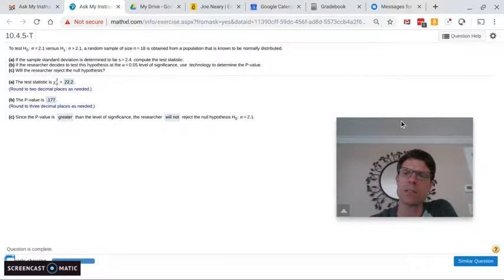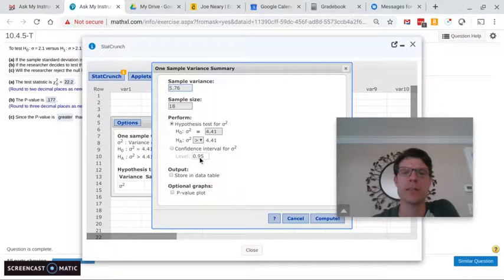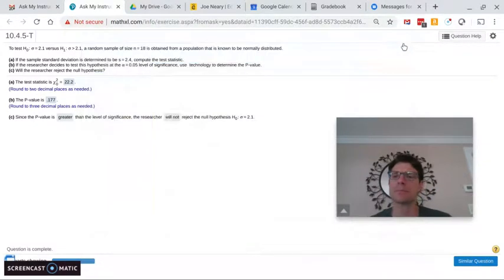I'm not sure if I checked whether the significance was right. So I'm going to go back into edit. I'm doing that a little fast. Yeah, so, you don't have to set the significance for hypothesis testing. So since the p-value is greater than the significance, which is 0.05, right, we will not reject the null hypothesis.